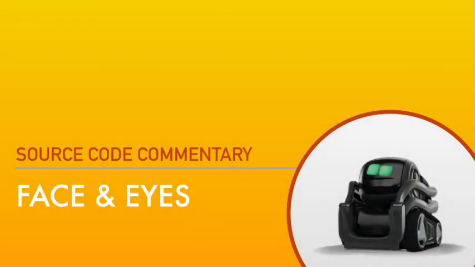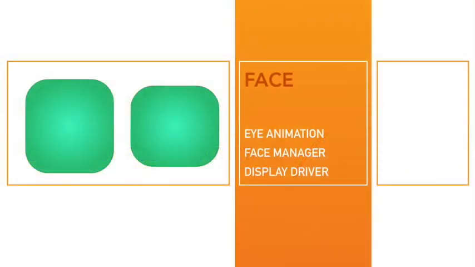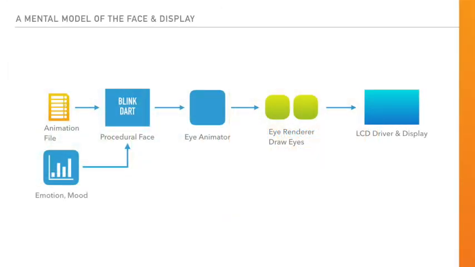We're going to continue looking into the source code that draws Vector's eyes and face. We previously looked at a thread that receives frame buffer data of previously drawn information and then passes that to the LCD display. This time we're going to dig into the code which receives the animation file data and see what it does with that.